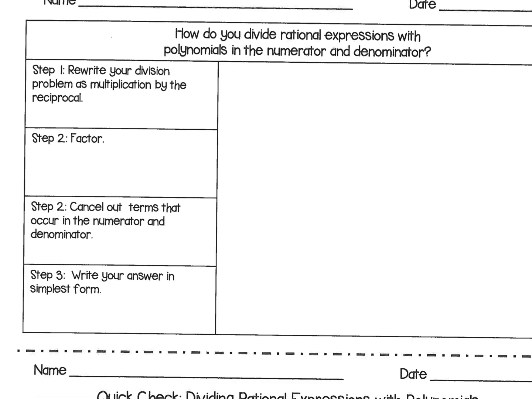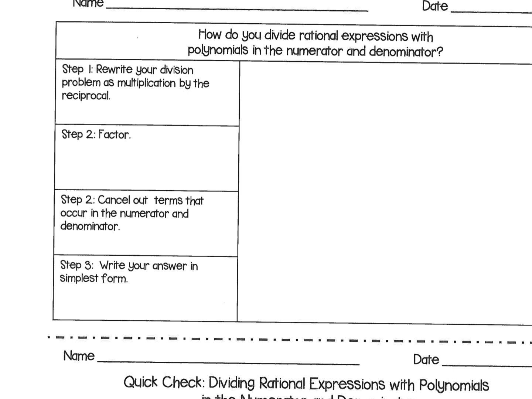How do you divide? Do you notice the steps are exactly the same? How do we divide? We do the same thing we've been doing, right? Rewrite as multiplication. This is the most important part, guys. Rewrite as multiplication. And then all the rest of the steps are the same as they were for multiplication, weren't they? So let's look at one.